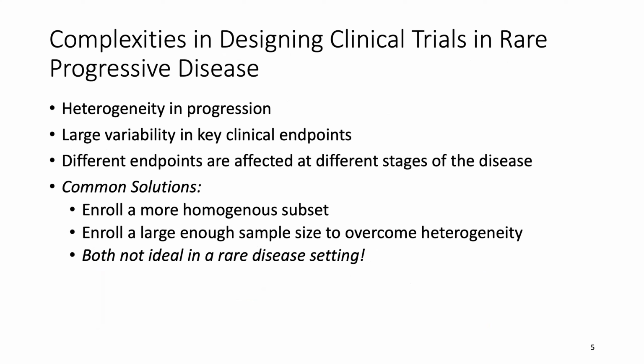So I gave these three examples because I think there's a lot of commonality across them. There's a lot of commonality in the complexities in designing clinical trials in these rare degenerative diseases. The first is, obviously, there's a lot of heterogeneity in progression. That might be due to the stage of disease that you're at, but that might just be due to differences in the disease. Also, the endpoints that we tend to look at have a lot of variability.